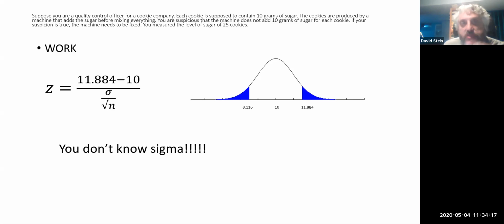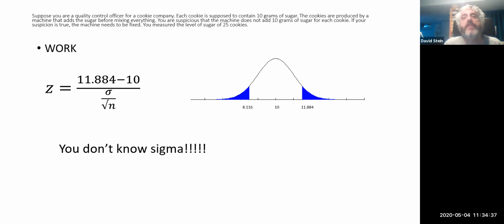If I did know sigma, I would argue with you we are done right now. Okay, I would plug in sigma right there. I know n is 25. I'd get a z-score. I'd look it up on the chart, and we would be finished. Or I have to write a conclusion, and we would be finished. Okay, the problem here is that we don't know sigma, right?